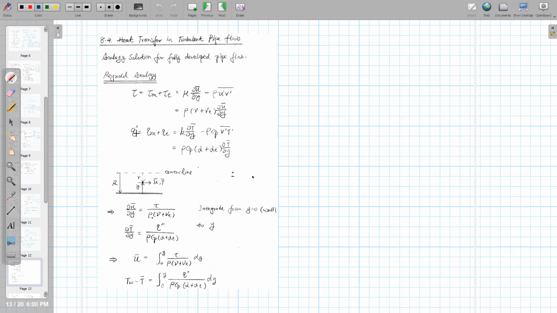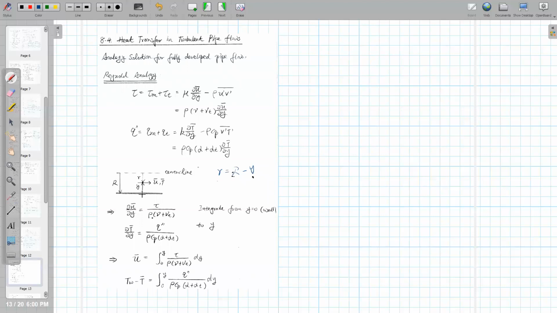We define this tau and Q double prime, which contain both the bulk viscosity and eddy viscosity, the bulk thermal diffusivity and the thermal eddy diffusivity here. Okay, and we just follow a similar procedure to what we had before for the turbulent boundary layer problem. Just realize the difference between y and r. I'll write it here again, r basically means R minus y.